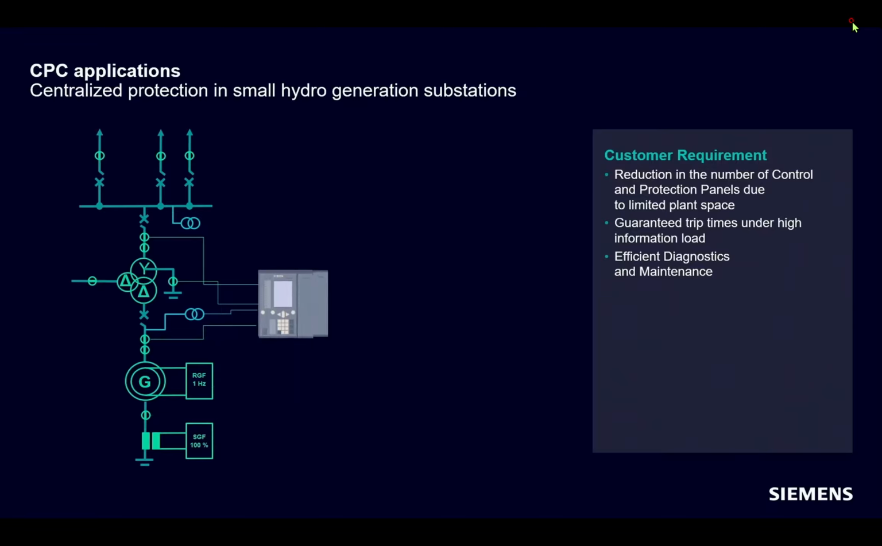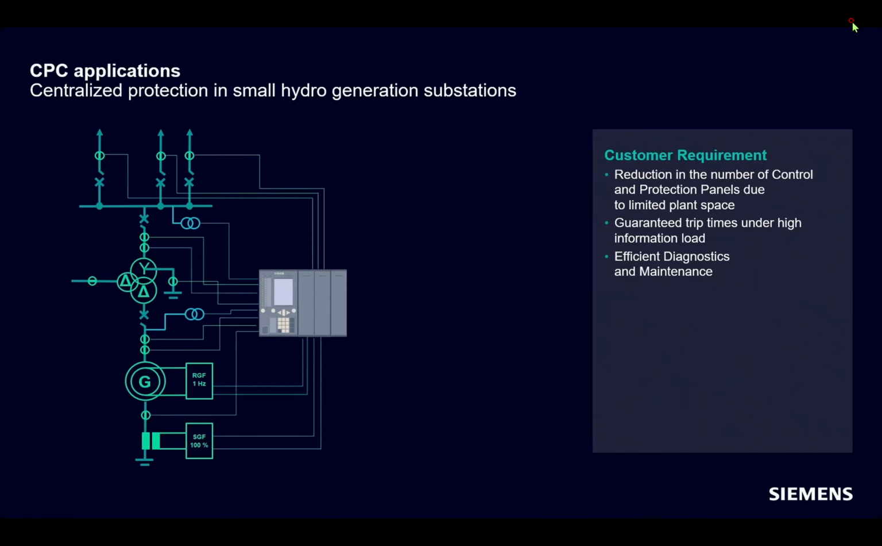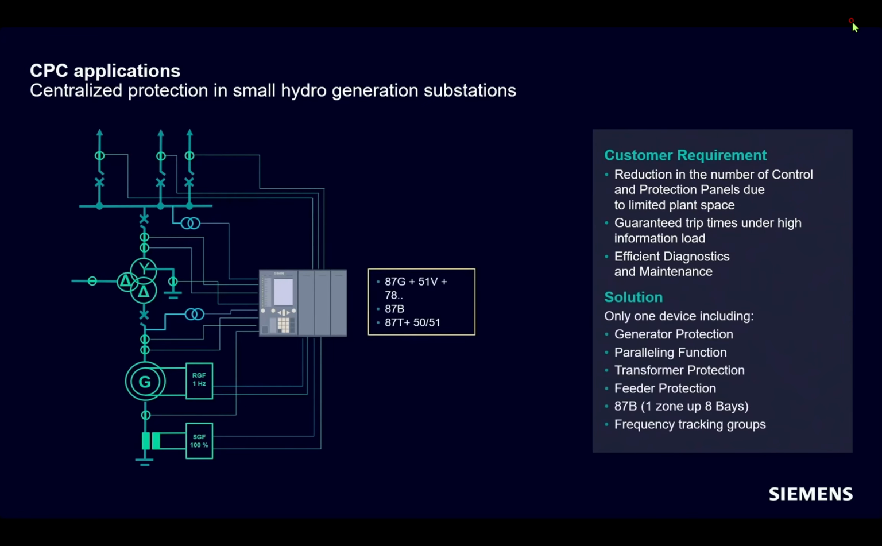Then we will move from 3 devices to just one universal device as CPC. Now, this solution will only need one device to protect the generator, the transformer, and the feeders at the same time. In fact, the 7SX85 as CPC can protect a single bus bar with no more than 8 bays and 1 zone.